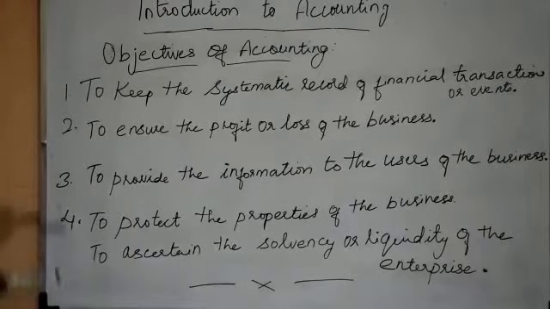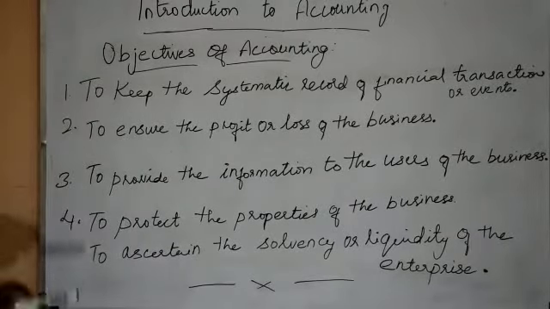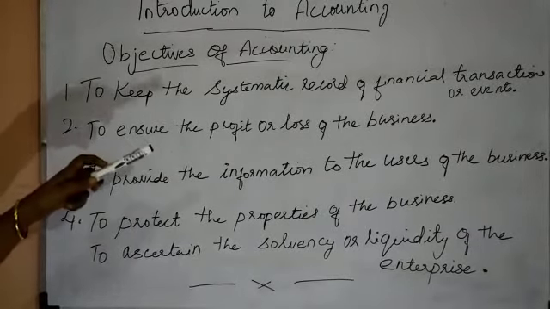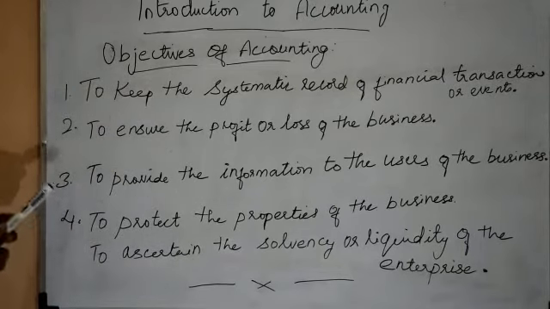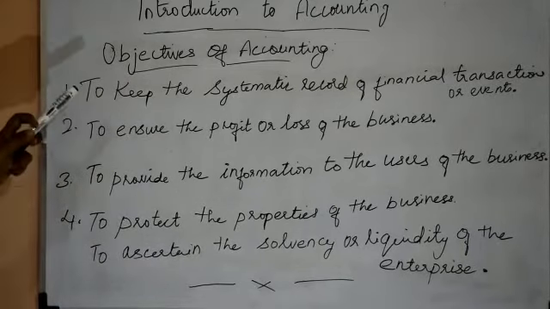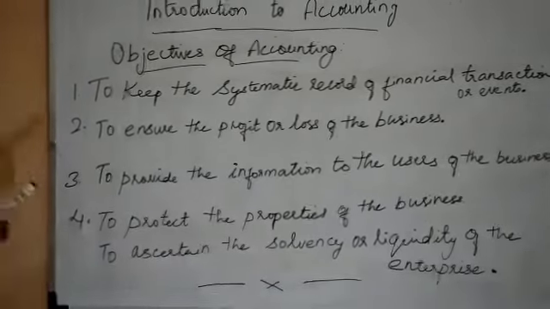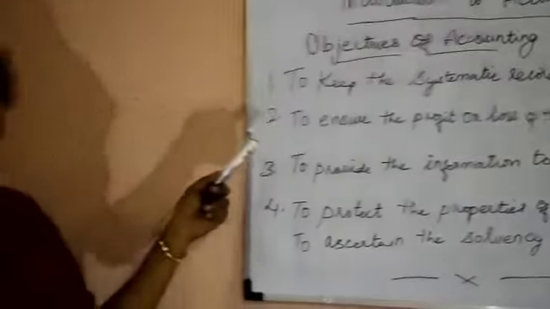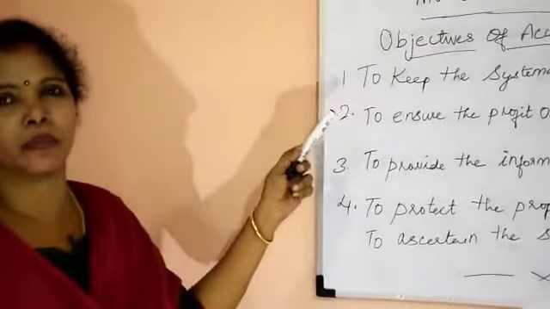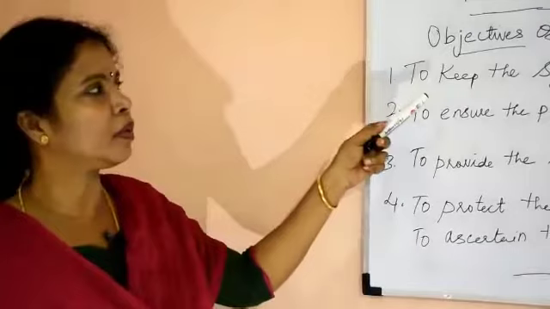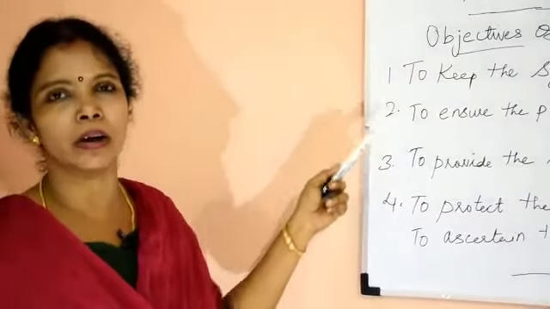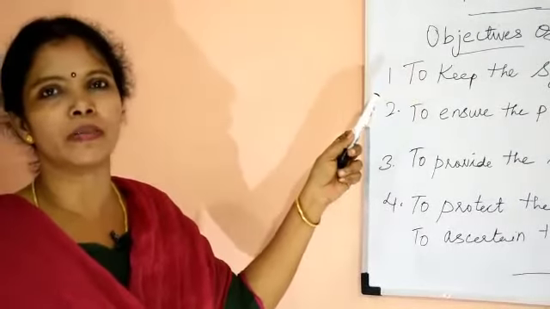Friends, let's see what are the objectives of accounting. First, to keep a systematic record of financial transactions or events. The main objective of accounting is to have the record of financial transactions. This can be used for future purposes. The businessman can use this as evidence, as a record of the business.